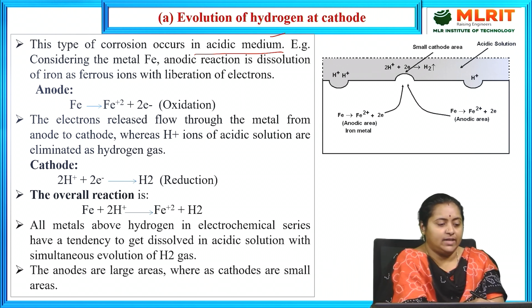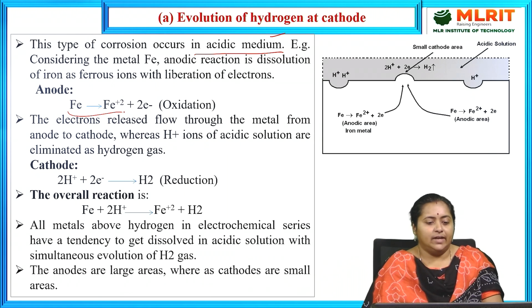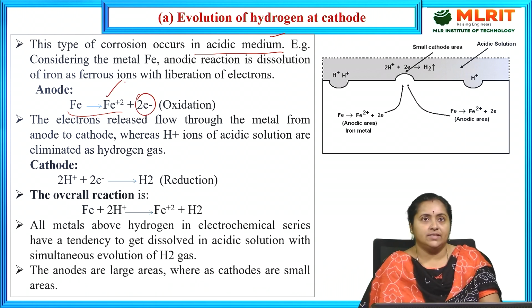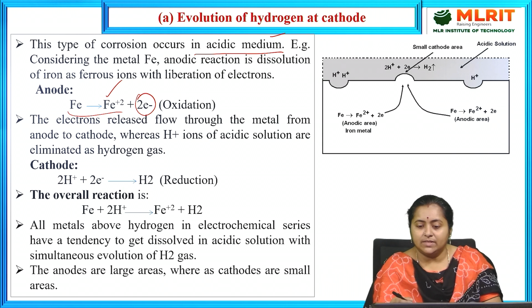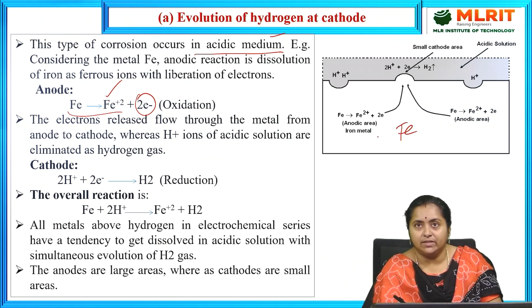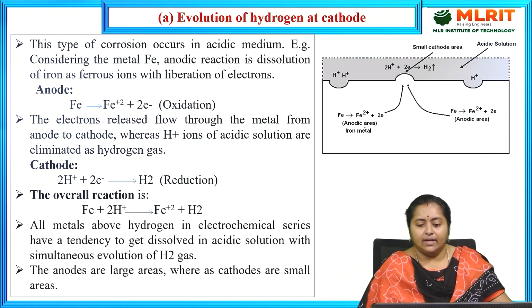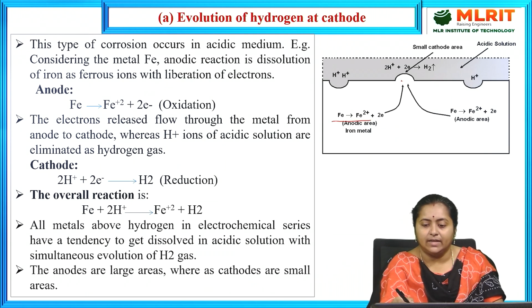Let us say I have considered the example of iron metal. As I told you, by undergoing oxidation, that is the anode reaction, it loses 2 electrons, thereby converting into the corresponding ferrous ions, Fe2+. This is the metal block of iron, and by losing 2 electrons, it converts into ferrous ions, and this area is acting like the anode.